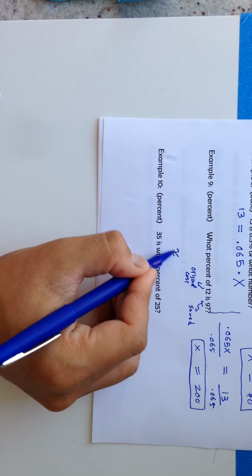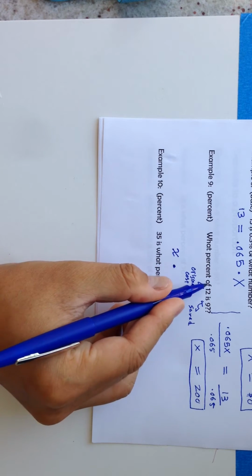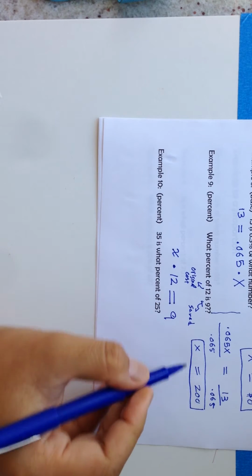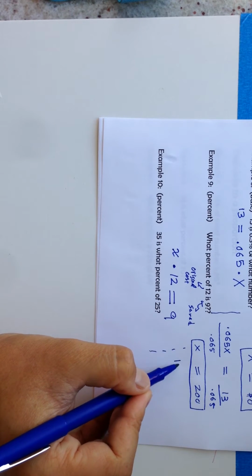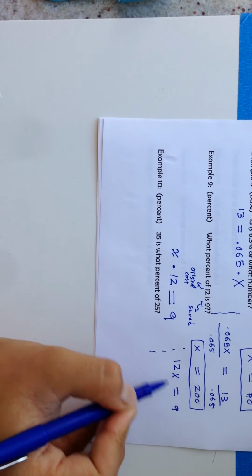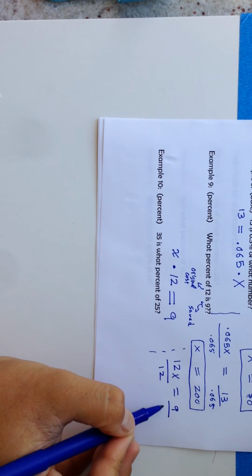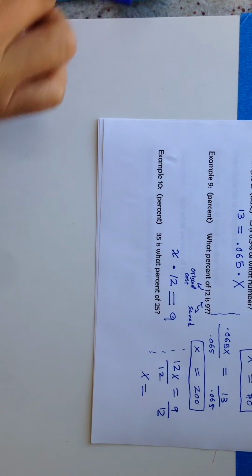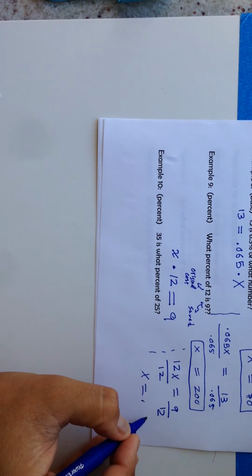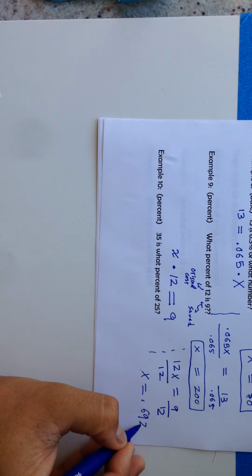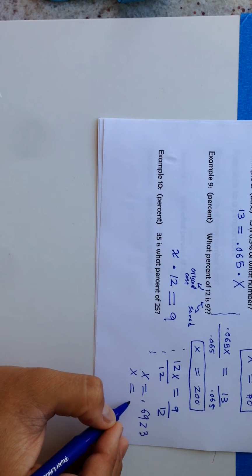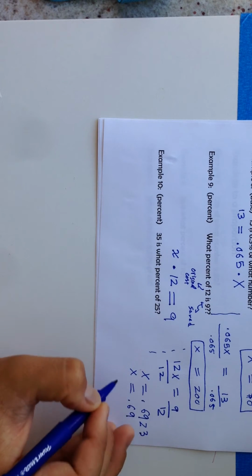What percent of means to multiply 12 is 9. All right, so rewrite the problem. 12x equals 9, and then we're going to go ahead and divide both sides by 12. So x comes out to be 0.6923, and so I'm going to go ahead and round this to 0.69. I'm going to round to the nearest hundredth.